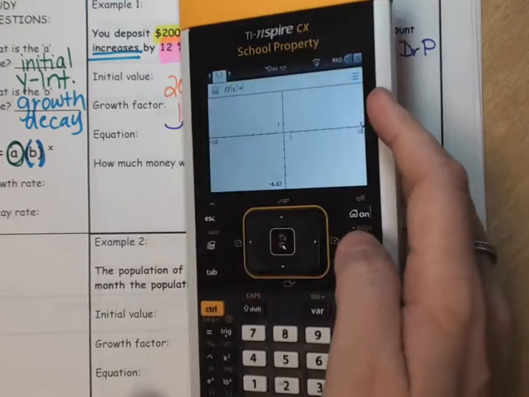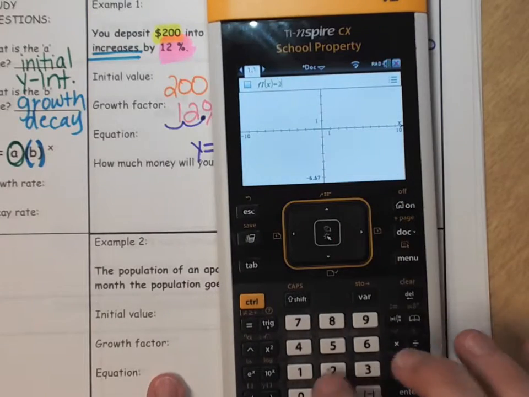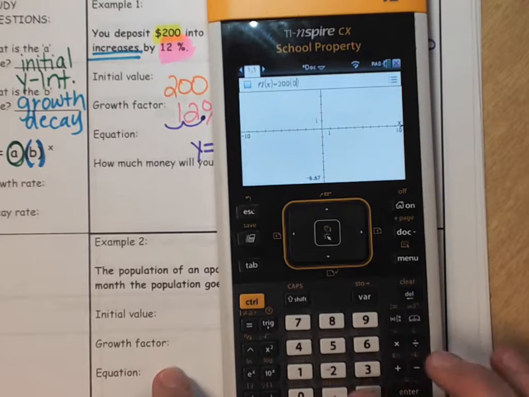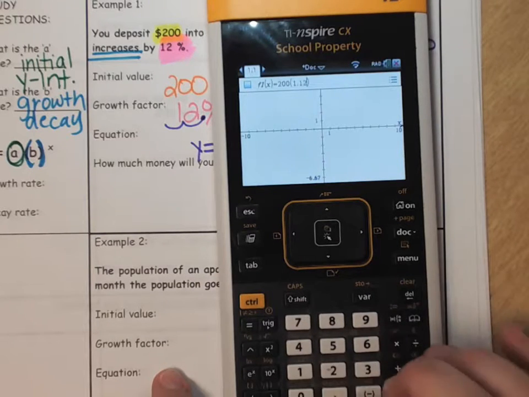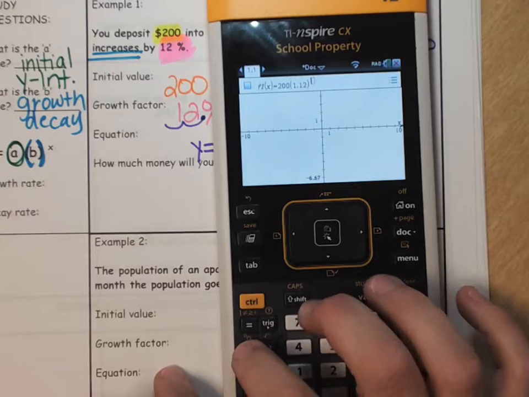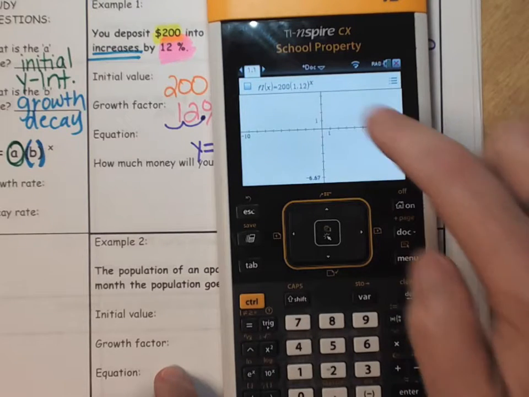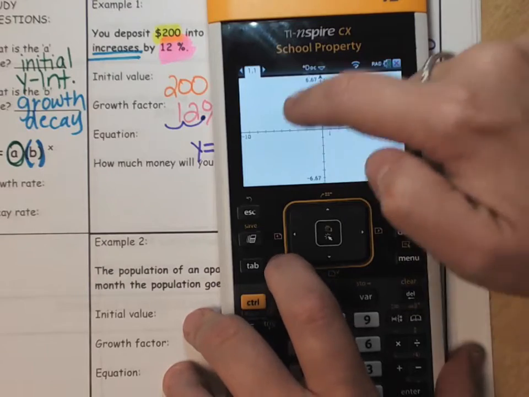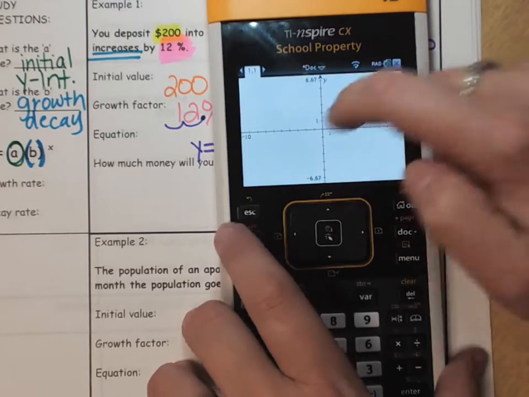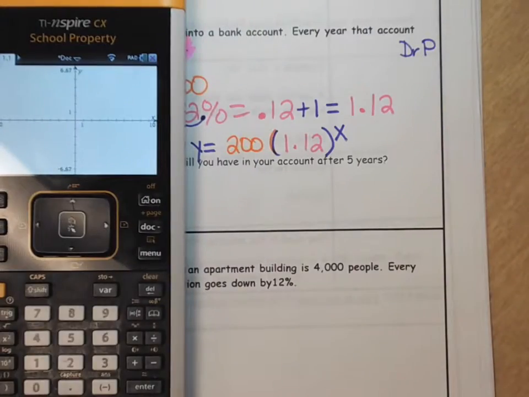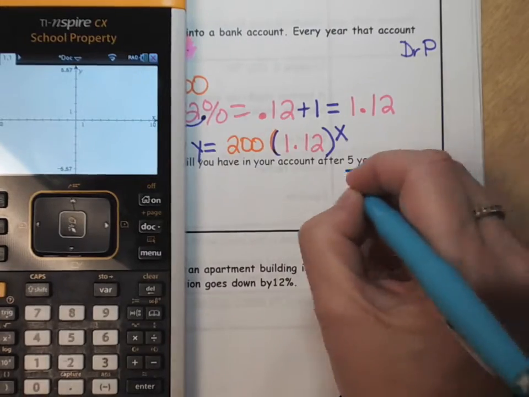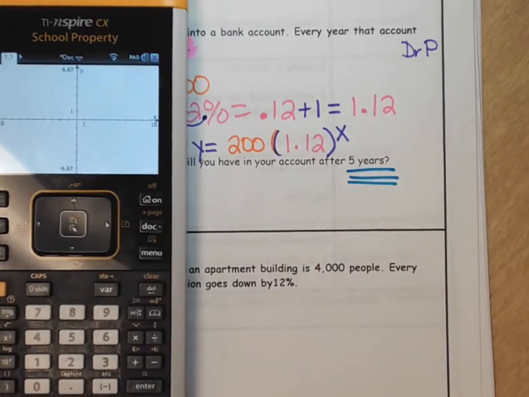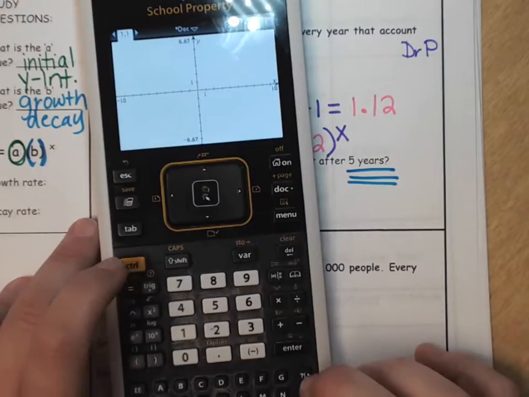Yes. So let's go to graph. 200 parentheses 1.12 parenthesis. Remember your caret and then the x. You can't see it, and that's okay because we're not looking at the picture now. We want answers, right? We want to know how much it is after 5 years. How do I pull up numbers from here? Control T, just like we did yesterday. Very good.